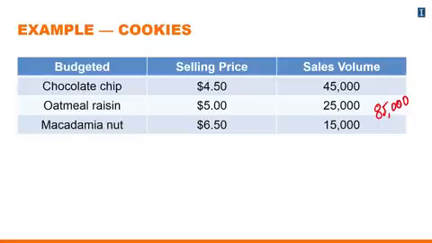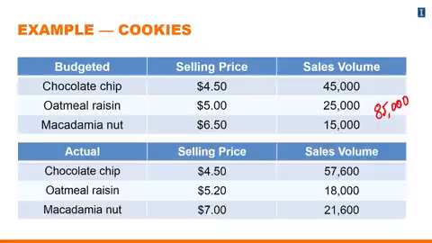Now, we also, at the end of the accounting period, acquire actual revenue information. For the same 3 cookie lines, we learn that our actual selling price for chocolate chip was what we had planned it to be, $4.50. For whatever reason, we charged a slightly higher price on average for our oatmeal raisin cookies than we had planned, at $5.20. And we also raised the price, compared to what we had budgeted, of the macadamia nut cookies and charged $7 per unit for those.